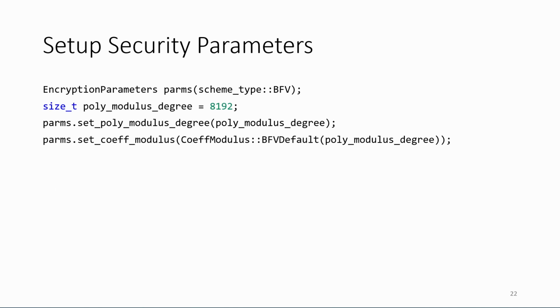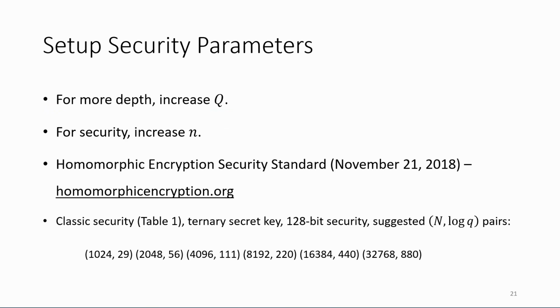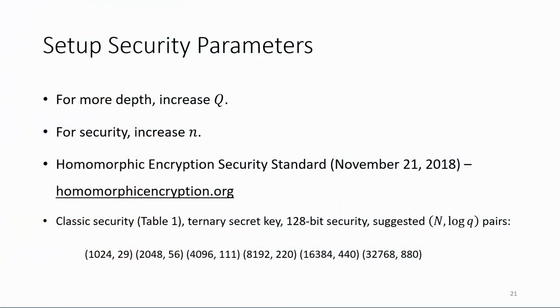And these are just 4 lines to set up the security parameters. First, you choose the scheme, then you choose the degree, and you choose the default Q using SEAL. I mean, you can take Q to be a power of 2, let's say 2 to the 29, for example. You can use a power of 2, but I need to explain that in the future. A few slides later, you will see that we don't use that.